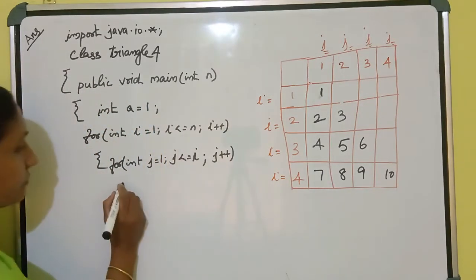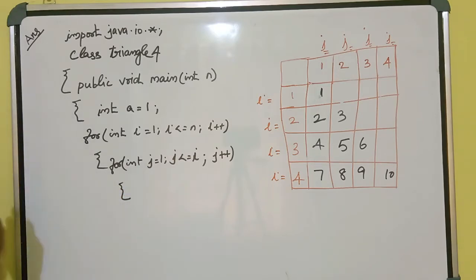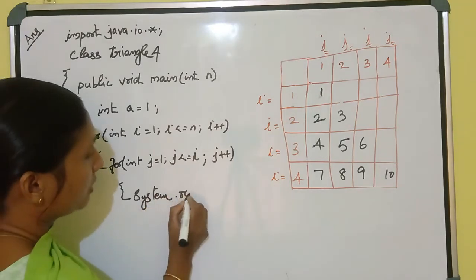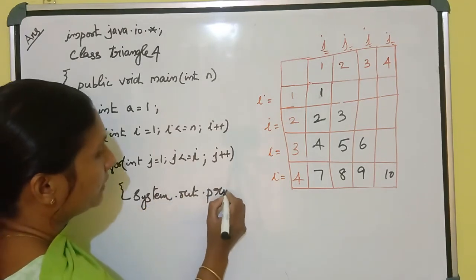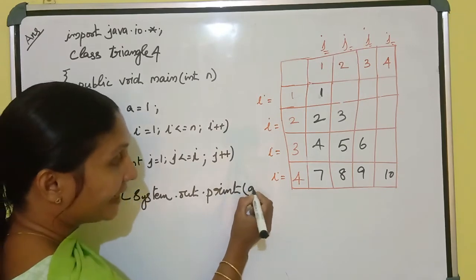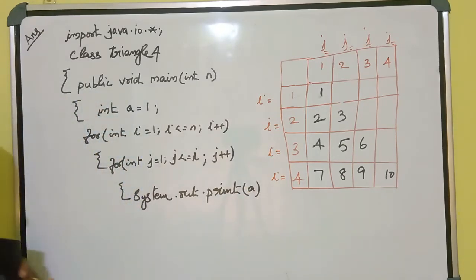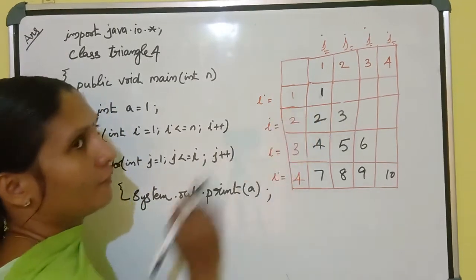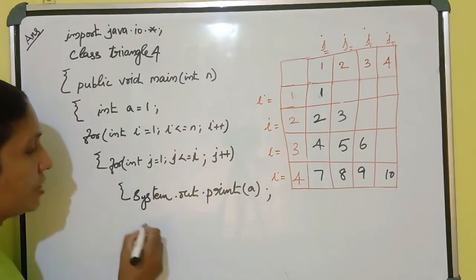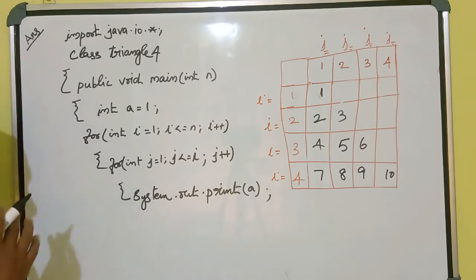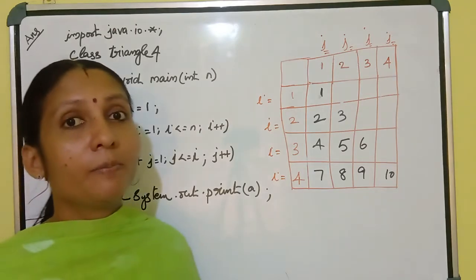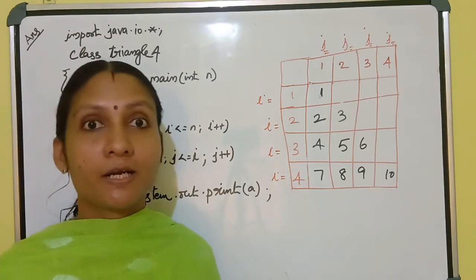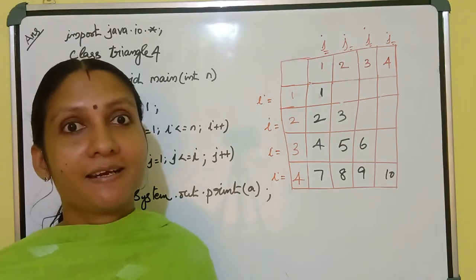Then which value will be printed? You can print the value like this: System.out.print, and shall I give a here? What's the value of a? First time the value of a is equal to 1, then 1 you will get. But after finishing this column, your value will be incremented. Then which value do you need? You need a plus 1. That means 1 plus 1, 2. Next time 3. Next time 4.